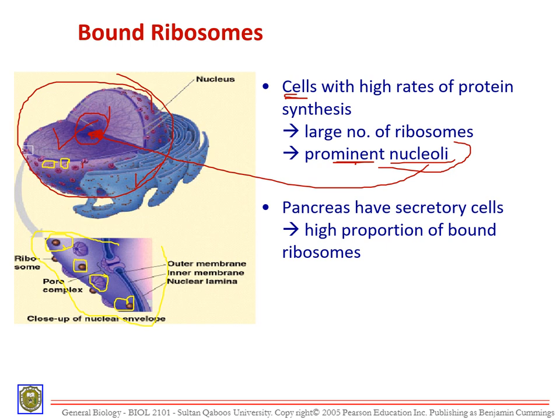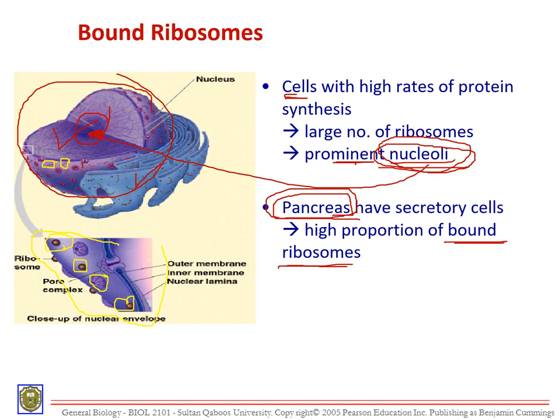Now, the pancreas, for example, has a lot of secretory cells, and it has a high proportion of bound ribosomes. The pancreas is an example of a type of cell that has a high amount of bound ribosomes. Why? Because it needs a lot of these secretory proteins, because it's a secretory cell.